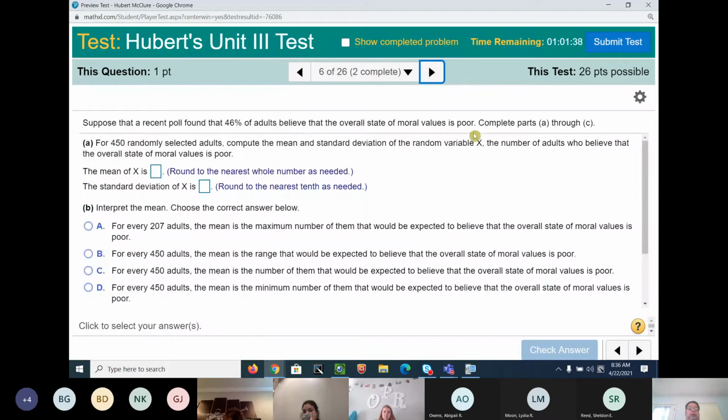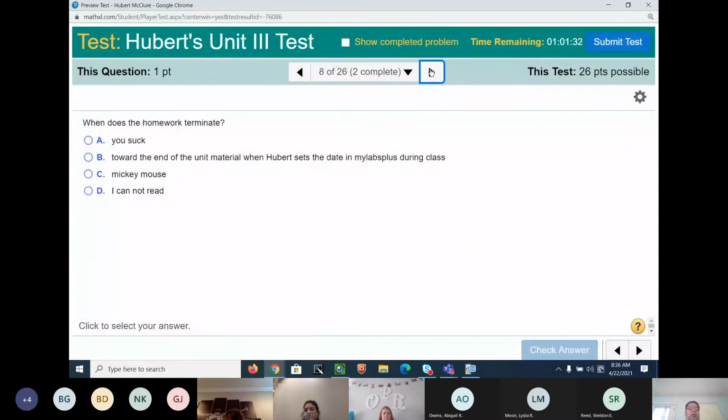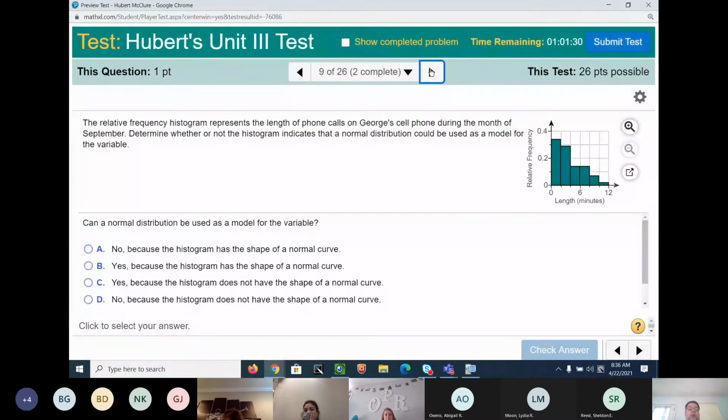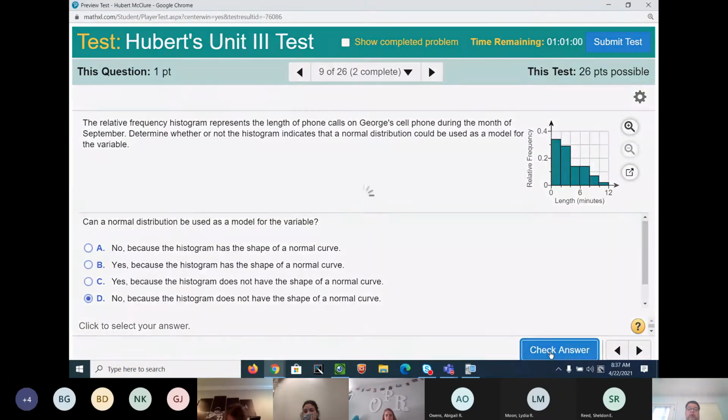Let's see. This is chapter 6 also. The relative frequency of phone calls, determine whether or not this histogram indicates a normal distribution or is skewed right. Which one is it? It's not normal. So which one says it's not normal? D. So I need to take that one off because that one's too easy. I need to take that off the test.